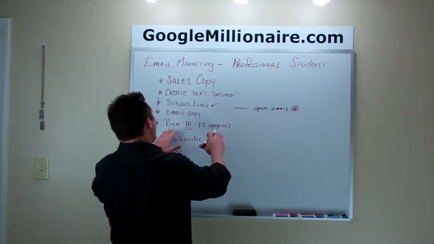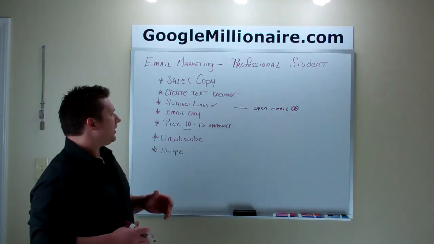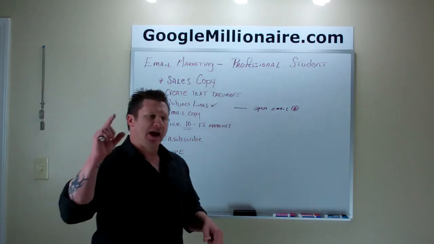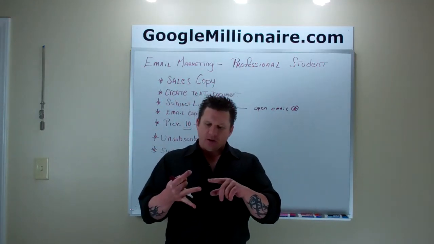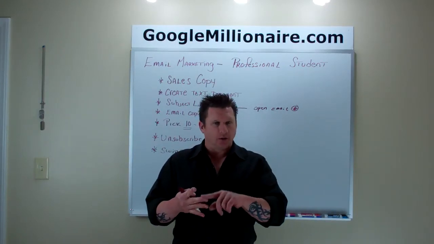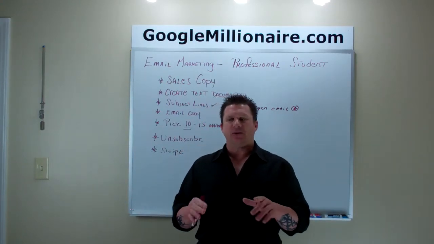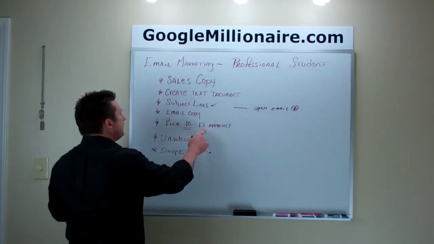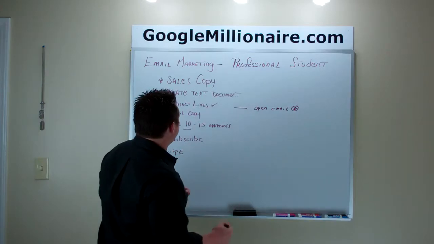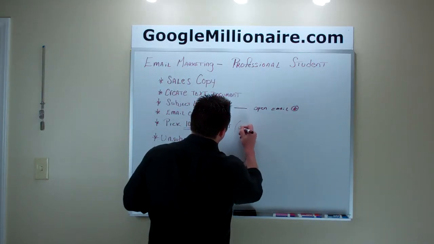Now, what you want to do is pick about 10 to 15 marketers that you like, people that you want to follow, people that you want to be like, people that you want to learn from, that kind of deal. Pick about 10 to 15, no more than 15. 15 is the max, 10 is the minimum. Pick about 10 to 15, and I want you to get on their email list, okay?